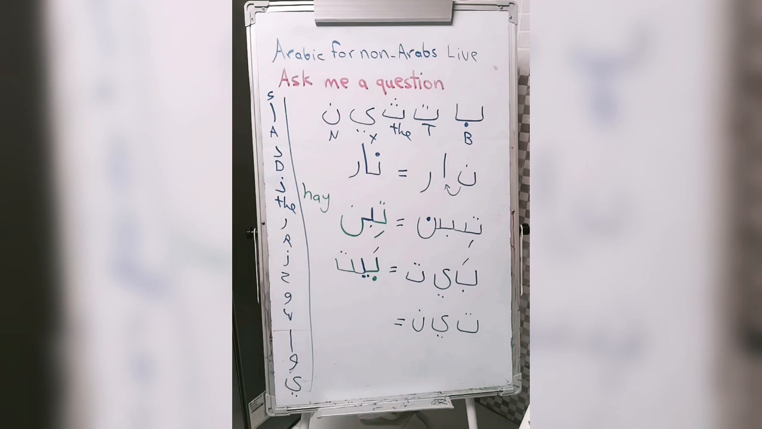Tahinun. Tahinun. What is that? We have ta plus E plus N. Okay? Ta plus E plus N. So that is teen. Well done. Let's see how we write it.